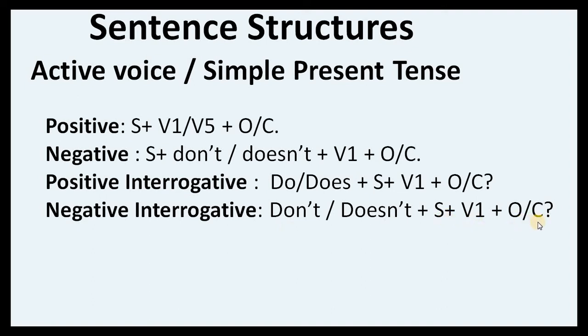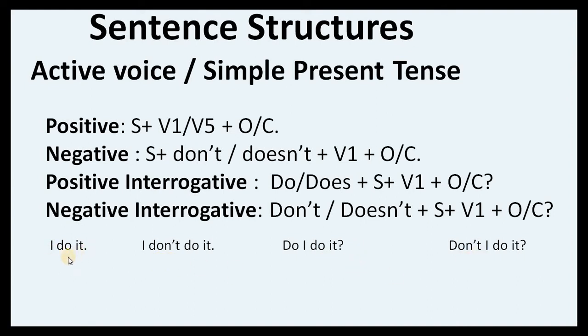Then object or complement. Sometimes we get an object, sometimes we don't get an object in a sentence. It differs according to the verb form. If the verb is transitive, then an object is required. If the verb is intransitive, a complement is required. Okay, complement simply means the rest of the words to complete a sentence. One more beautiful example with only an object. I do it, I don't do it, do I do it, don't I do it.